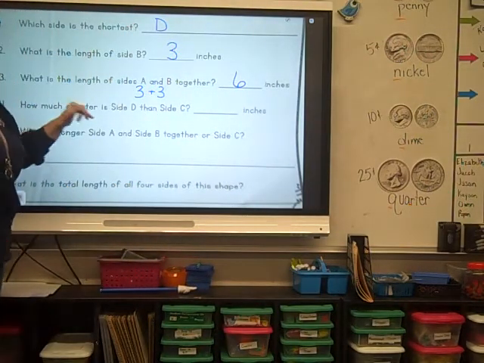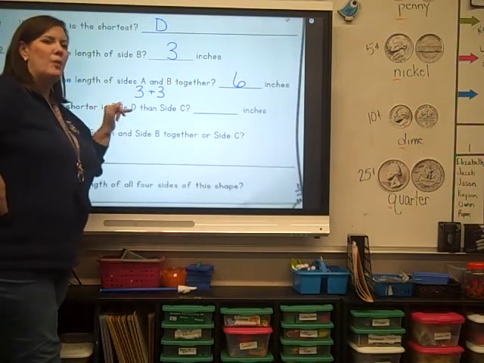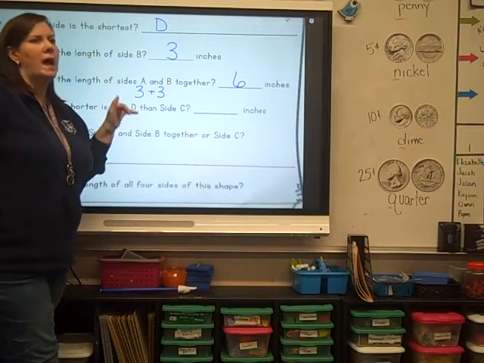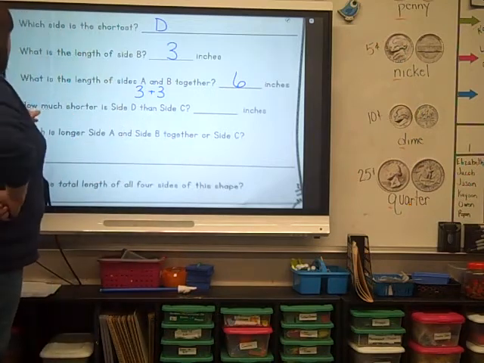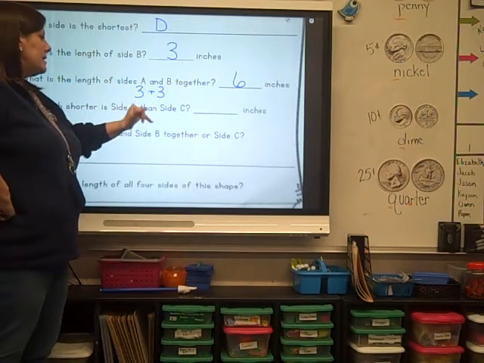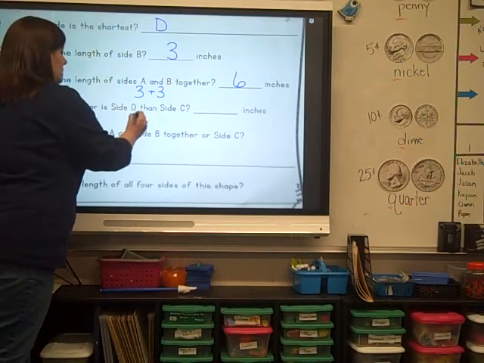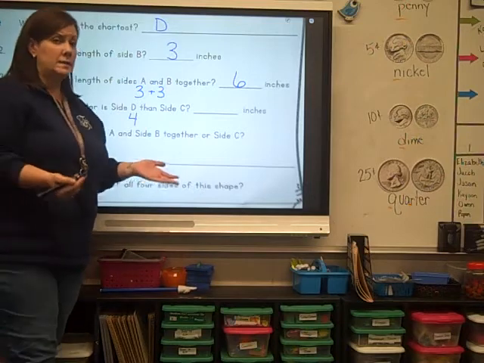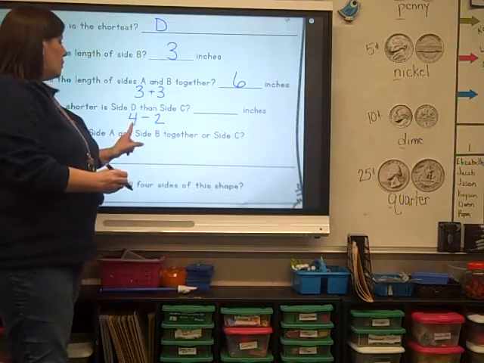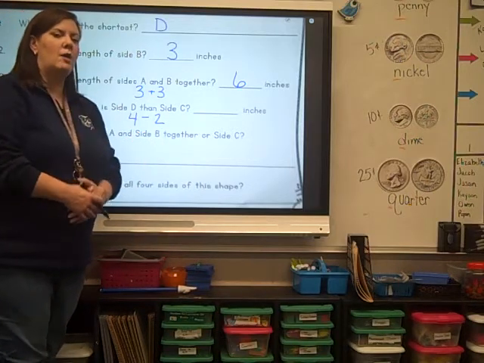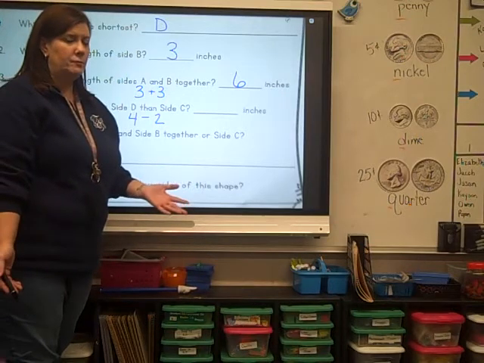Oh goodness, tricky question. Look here. How much shorter? Remember how we talked about it when it says how much shorter or how many fewer or how much more? We subtract, okay? So it says how much shorter is side D than side C? Well, how long is side C? 4 inches. How long is side D? 2 inches. So 4 minus 2 tells me how much shorter. It is 4 minus 2, guys. Right. 2.